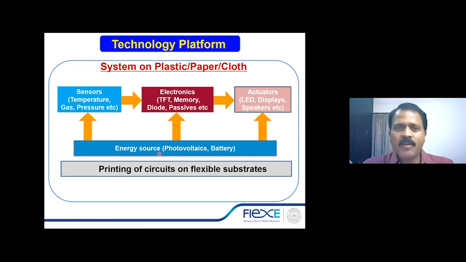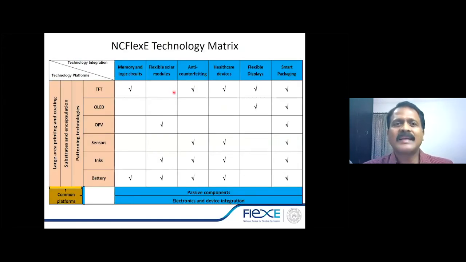So in order to have this technology platform, what we have is a technology matrix. On the horizontals are the different components like thin film transistors, organic light emitting diodes, organic photovoltaic sensors, inks, and battery. And then on the verticals, we have the different subsystems and systems like memory, logic circuits, flexible solar modules, and so on.